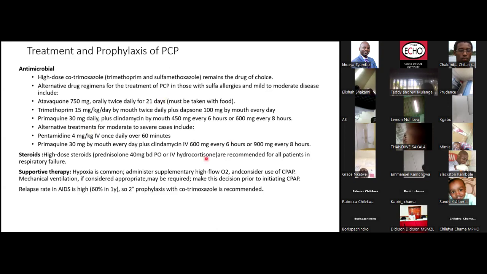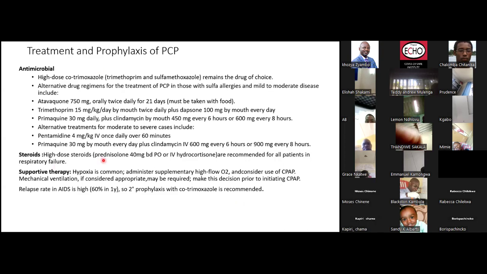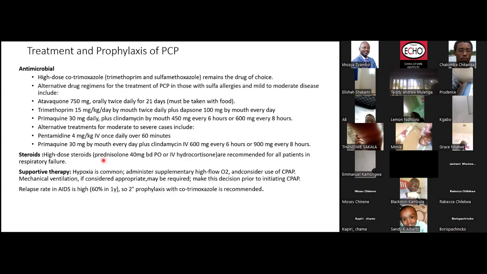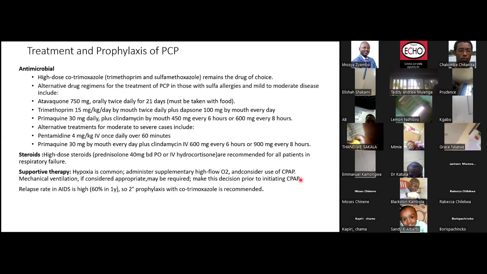There are 3 things that you have to consider. There's the antimicrobial treatment itself, where high-dose Septrin is the drug of choice. Then you have steroids for anyone with respiratory failure. This would mean, if you have ABGs at your hospital, anyone with partial pressure of oxygen less than 7.5, or if you have pulse oximeters, anyone with saturations less than 92, you should think of starting steroids. Or anyone really who has PCP and needs oxygen, you can give them steroids. Then of course hypoxia. Patients with PCP die from hypoxia, so oxygenation can be taken to the maximum all the way up to mechanical ventilation.